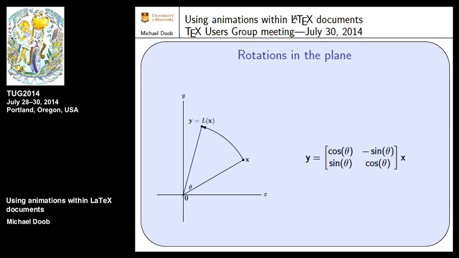It has to do with rotations of the plane, the first example of linear transformations that you give. So here's the story. We're looking at the xy plane. We take some vector x in the xy plane, and we have some angle theta. What we're going to do is rotate it counterclockwise to get a new point, which we'll call y, or L of x.